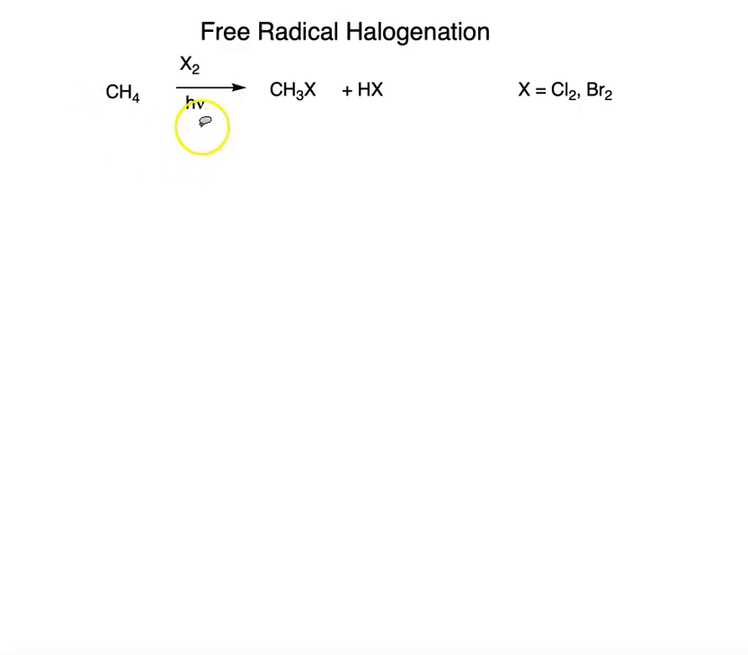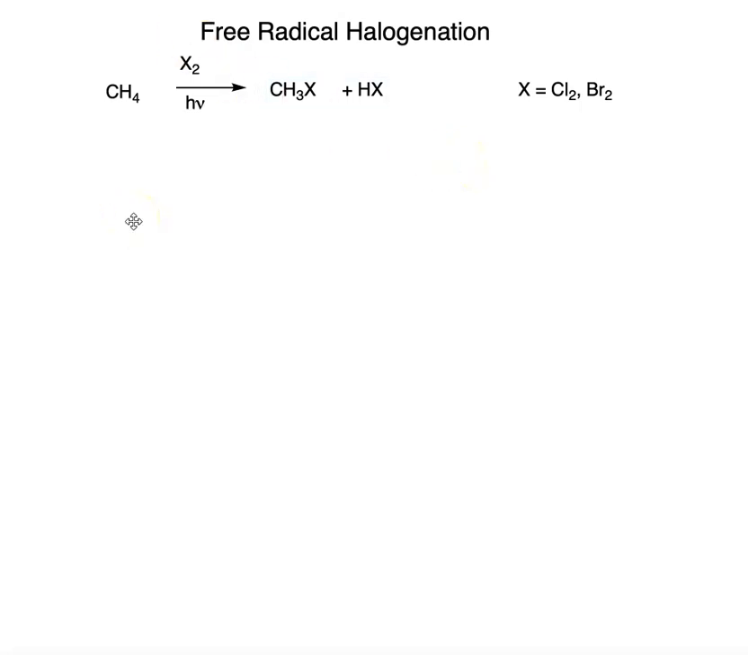In the presence of light, we need light or heat to catalyze this reaction. We use light more often than heat. We'll get the alkyl halide plus the haloacid. This reaction is only really practical with chlorine or bromine.